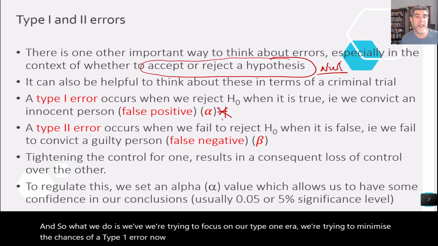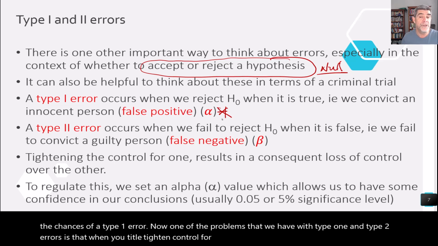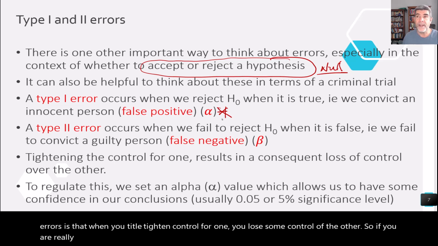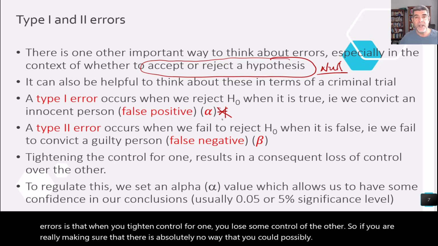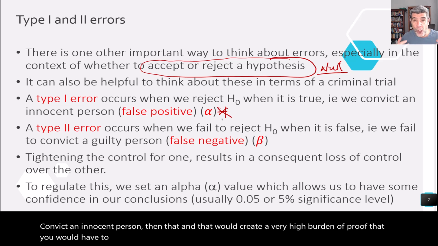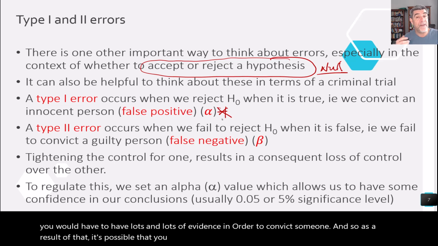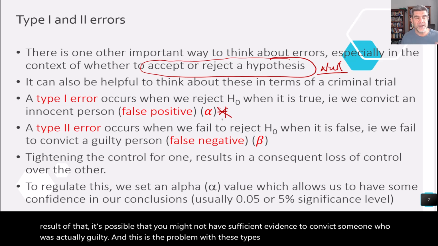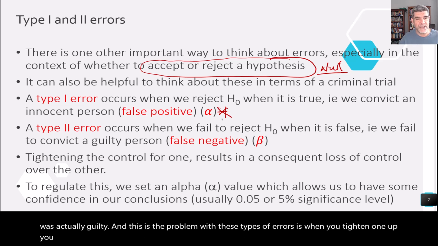Now, one of the problems that we have with type 1 and type 2 errors is that when you tighten control for one, you lose some control of the other. So if you are really making sure that there is absolutely no way that you could possibly convict an innocent person, then that would create a very high burden of proof, that you would have to have lots and lots of evidence in order to convict someone. And so as a result of that, it's possible that you might not have sufficient evidence to convict someone who was actually guilty. And this is the problem with these types of errors, is when you tighten one up, you can actually allow the second type to be a little bit more common.